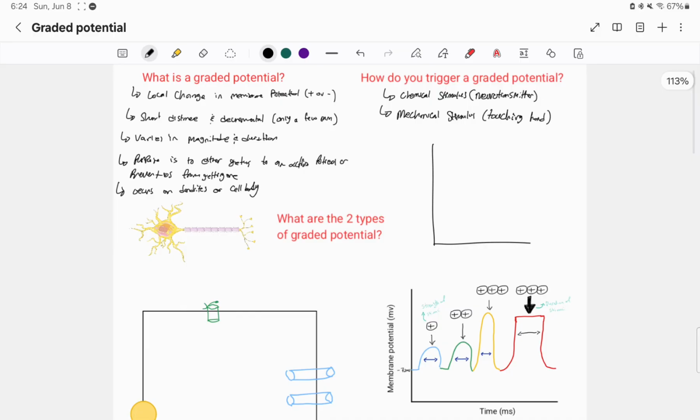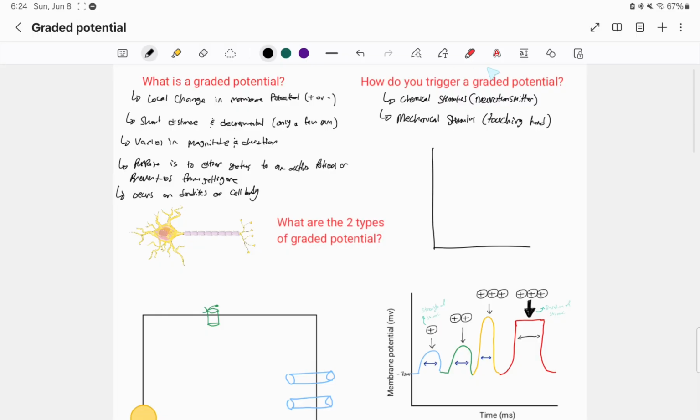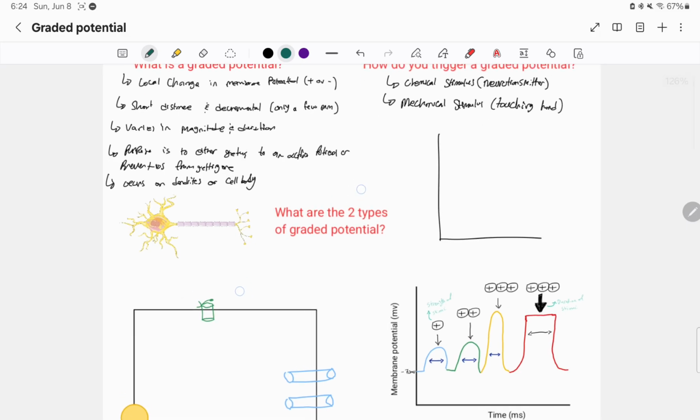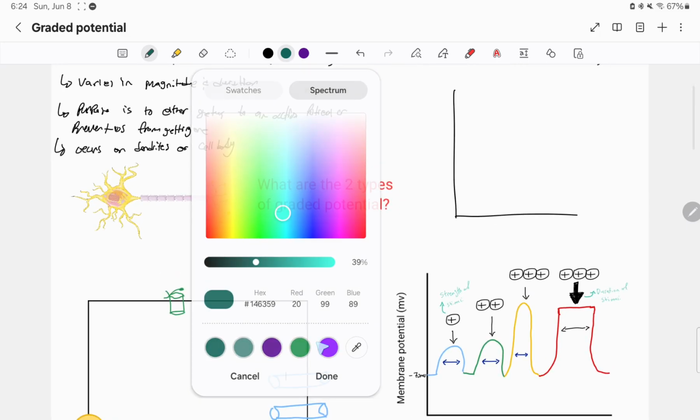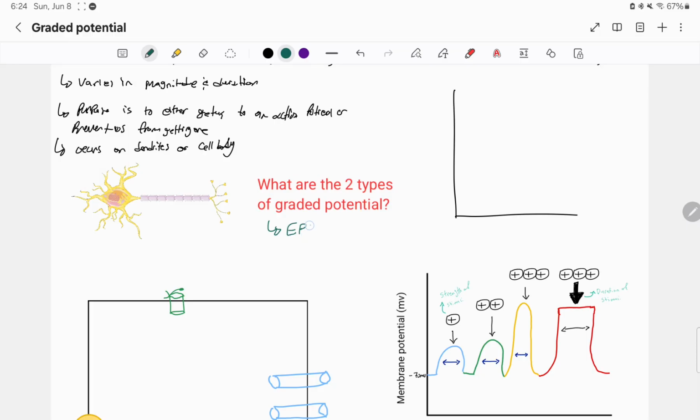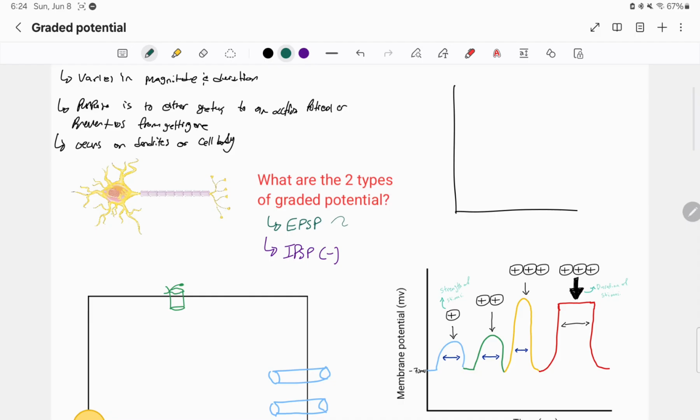Now, what are the two types of graded potential? Remember, we said that they can either be positive changes or negative changes in the membrane potential. Well, the ones that are positive changes are called EPSPs. We'll talk about what this actually is. This is actually called an excitatory postsynaptic potential. This right here is called an IPSP. The IPSP makes the resting membrane potential more negative, whereas the EPSP makes the resting membrane potential more positive.